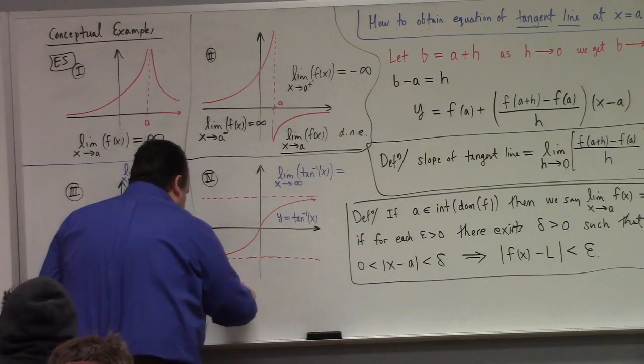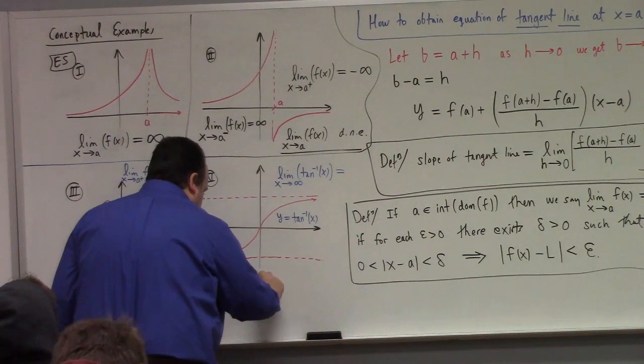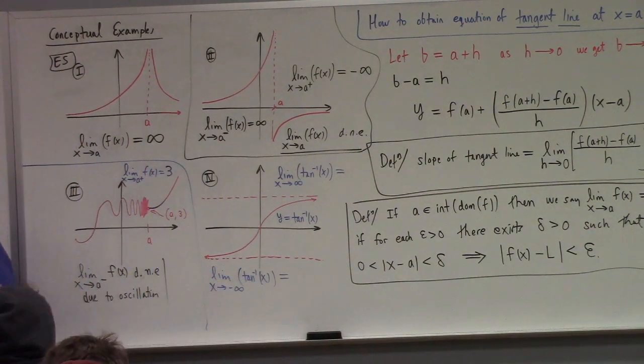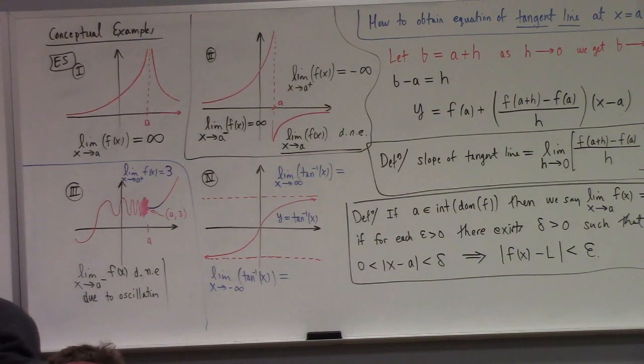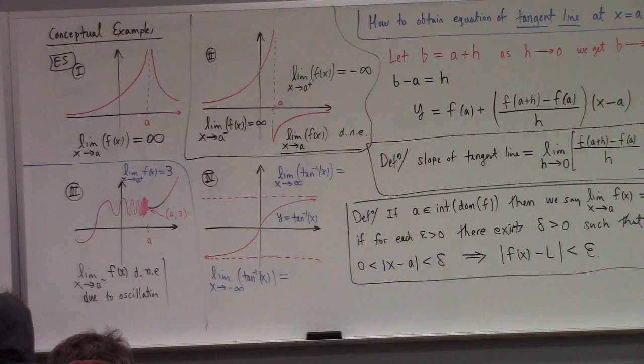As x goes to minus infinity of inverse tangent of x. So what does that mean? What does it mean to take the limit as x goes to infinity? What that means is you're thinking about values of the function that are way out there, right?